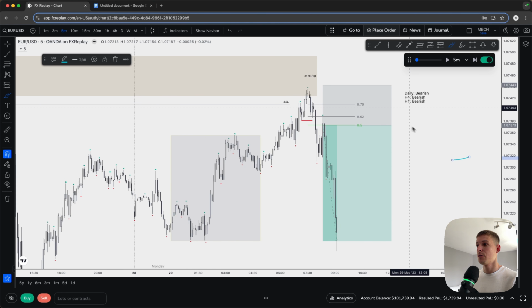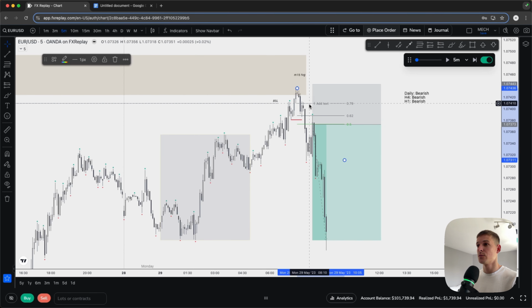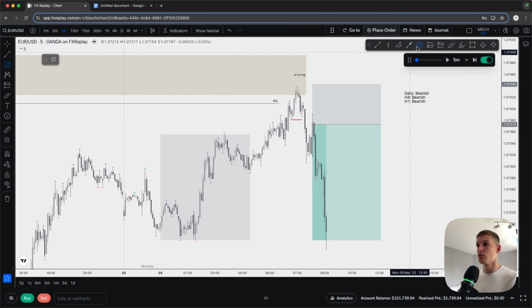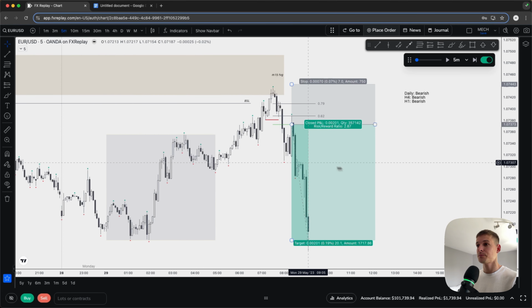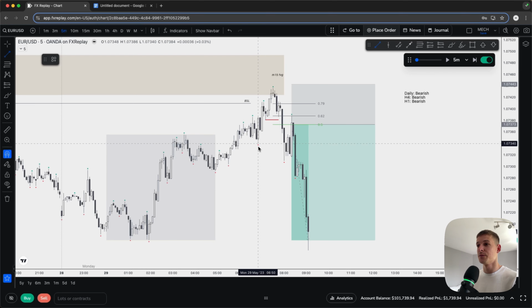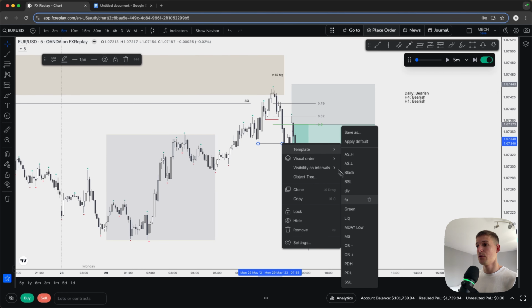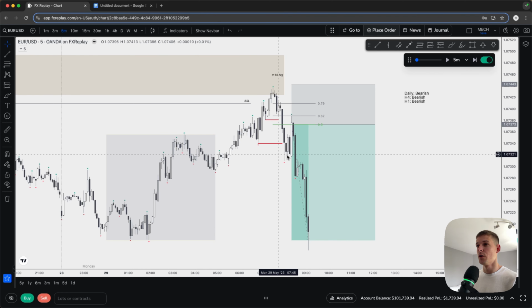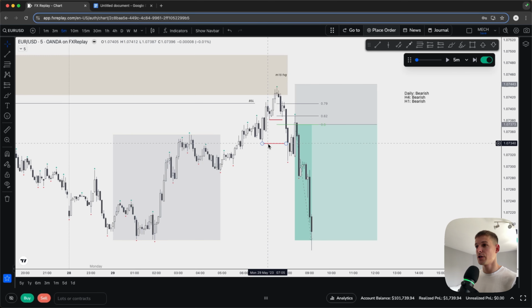That's where I drew my fib from. I'll draw that again from this high up here, and then from this low down here as well. You can also identify this as a market shift as well. That's going to be somewhat discretionary, but this was the market shift that I identified, and it was a clear V-shaped recovery.